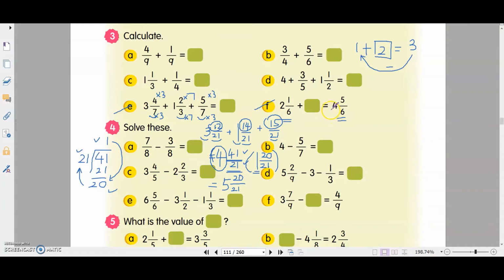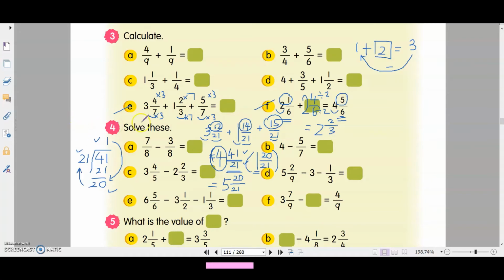So we start with the round number first. 4 minus 2 is 2. Now the bottom is 6. Doesn't change. Just copy. The top number 5 minus 1 is 4. Okay, so you have 2, 4 over 6. And if you want to simplify, you can divide 2. Okay, you divide 2, then you get 2 over 3.